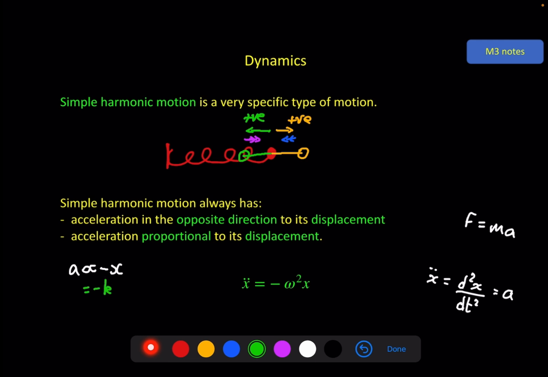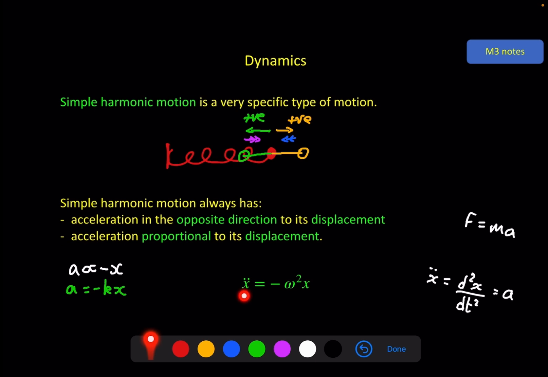Normally just put minus kx here. And spoiler alert, that's something else we're going to look at later, and it's connected with the next chapter on circular motion, and the omega here is angular speed. So although it looks funny, this is still coming from this, which is coming from these two key points.